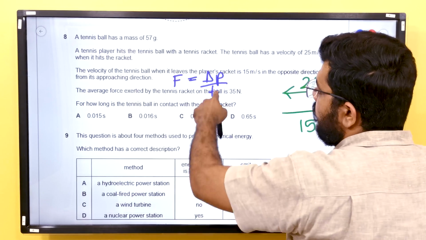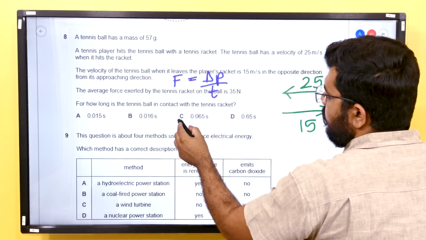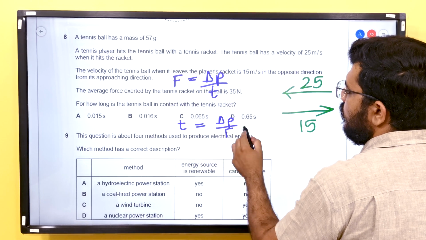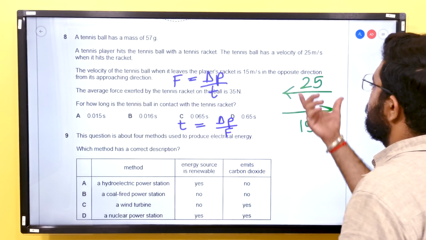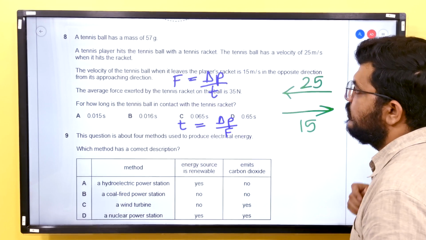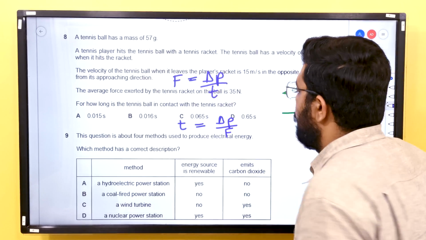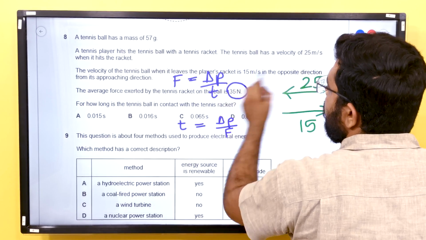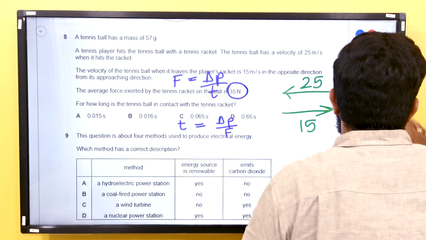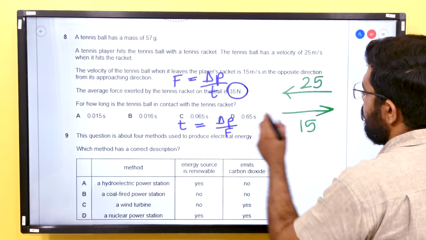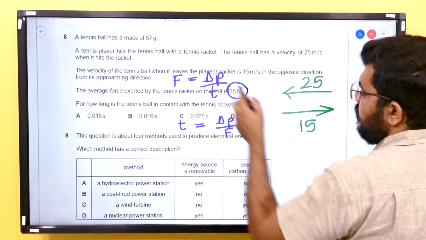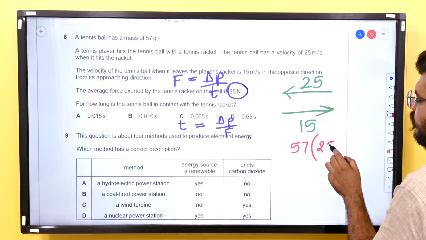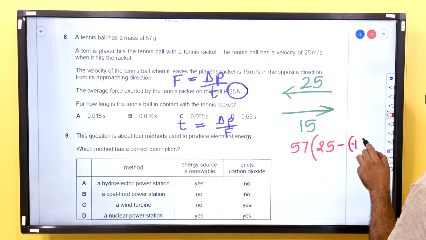Okay, now we want to find time, so I can simply write time will be given by the change in momentum upon force. Correct? Change in momentum can be found out by the change in velocity. We already have the mass of the ball, and force can be taken right from here, 35 Newton. So let us do that. So the change in momentum is 57 and 25 minus of minus 15.